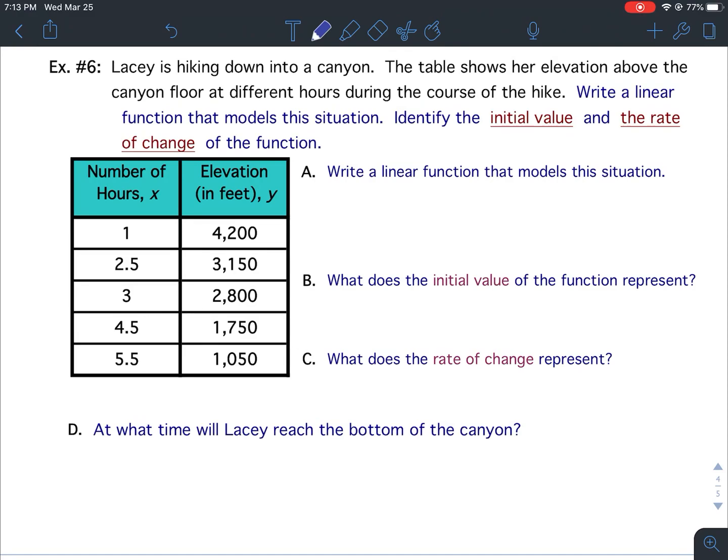Anyway, so we're going to write a linear function that models this situation. So we're going to write an equation. In order to write an equation, we have to find our m and b. We have to find the slope and the y-intercept, which is the rate of change and the initial value. So let's pick these 2 points and these 2 points. So 3,150 minus 4,200 is actually negative 1,050. 2.5 minus 1 is 1.5.